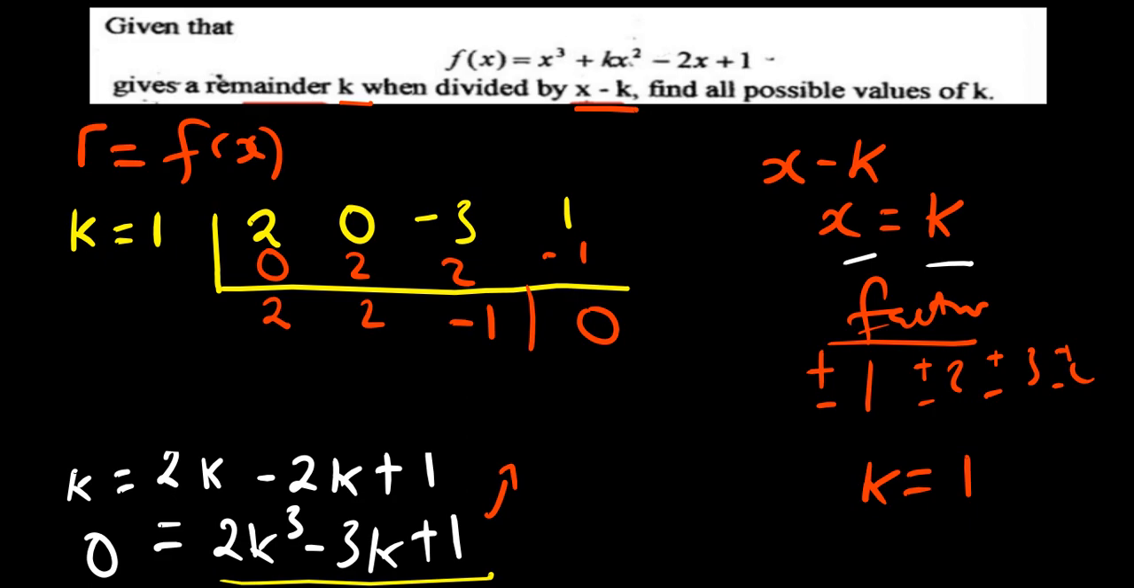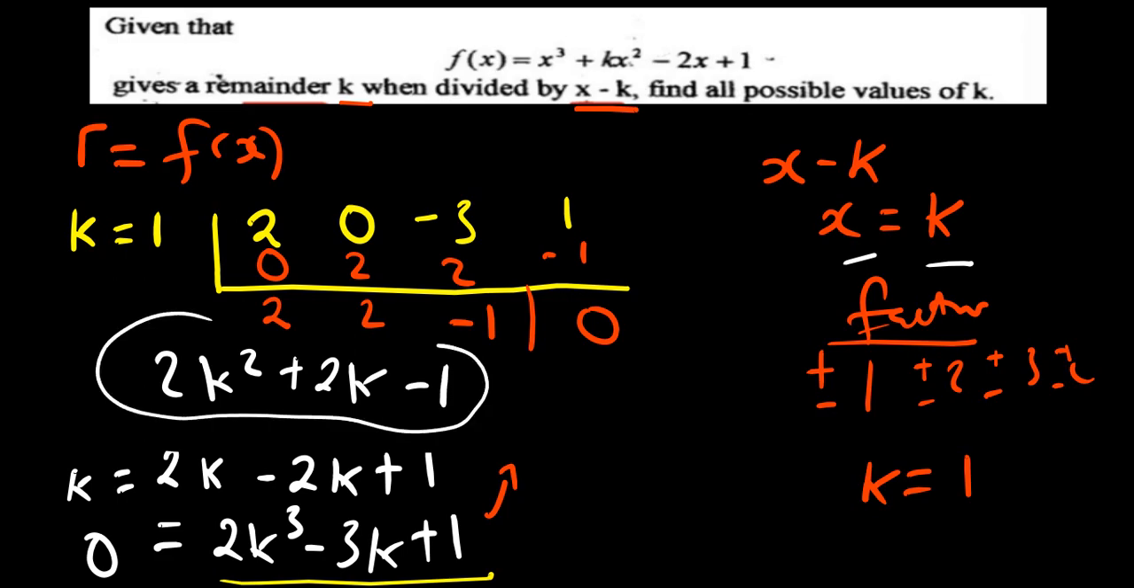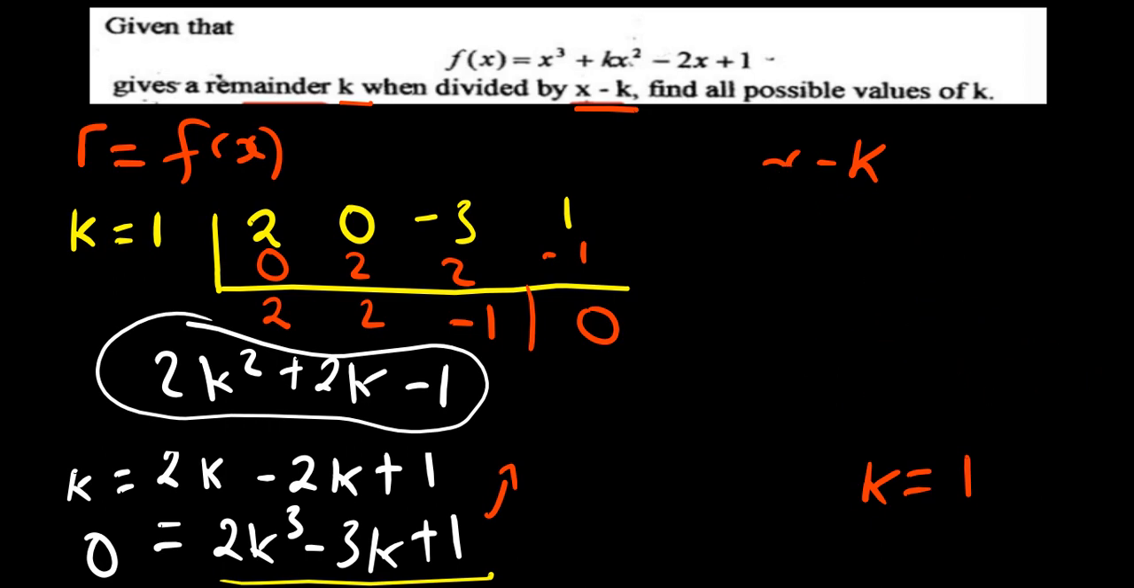So now how are we going to write it? This will just be 2k squared plus 2k minus 1. This is another factor. So our factors, let me just write them in the corner here. We had k equals 1, so in this case k minus 1 is a factor. We also have this expression, actually the quadratic.